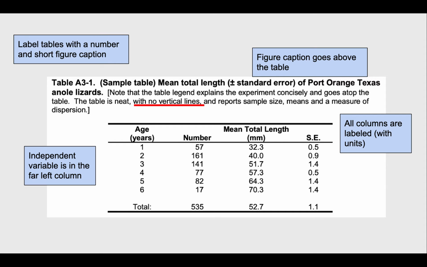All right. What else here? Talk about it goes above. We label it the same way, except instead of saying figure, we say table 1.